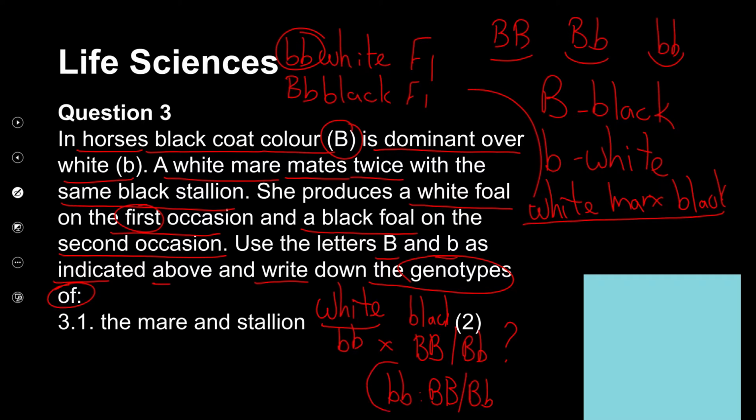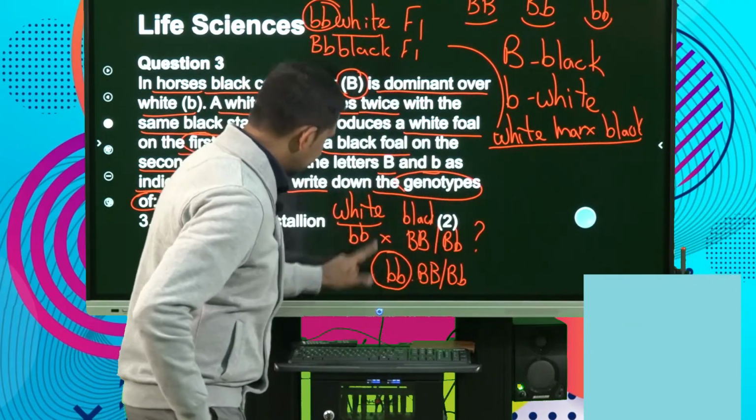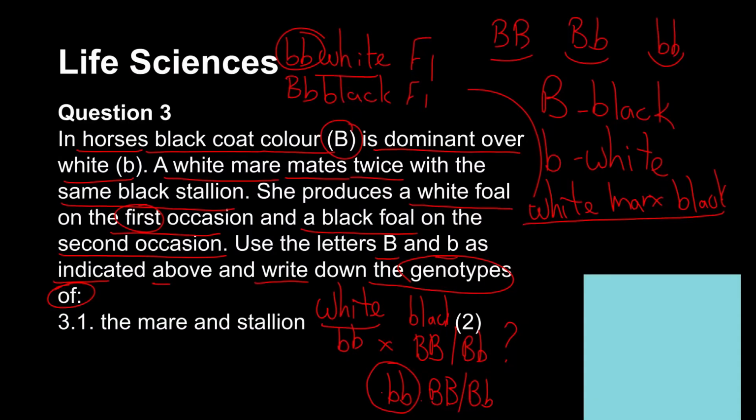Here's the clue. This tells us that this individual who is white has to inherit a recessive allele, meaning a small b, from both the parents. So if we reflect on this, it means that this small b comes from the mother, and the other small b has to come from the father. And in this case, it cannot be this individual, or else you will not get a white foal in the offspring.